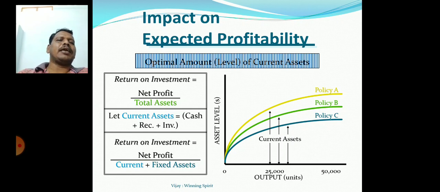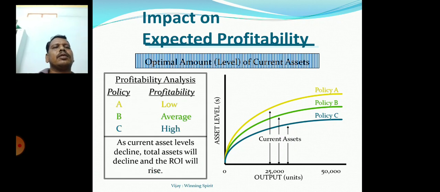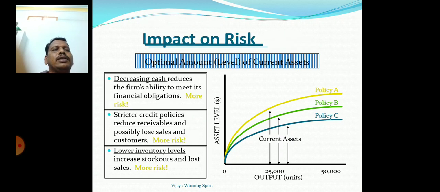The return on investment can be calculated by applying the formula net profit by the total assets. Current assets is equal to cash plus receivables plus inventory. Return on investment is equal to net profit by current plus fixed assets. In policy A, policy B, policy C: policy A, low profitability, B, average profitability, C, high profitability. As current assets levels decline, the total assets will decline and return on investment will rise.